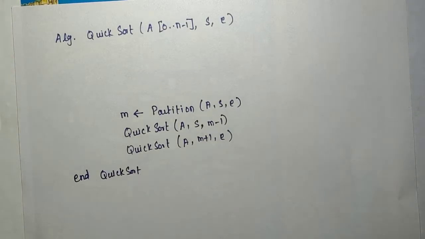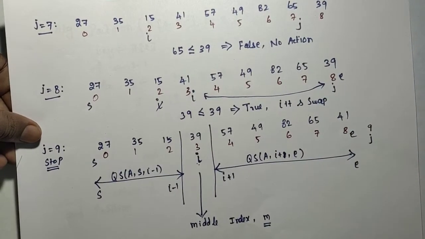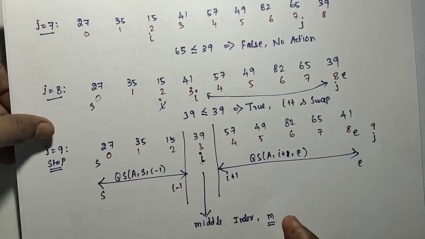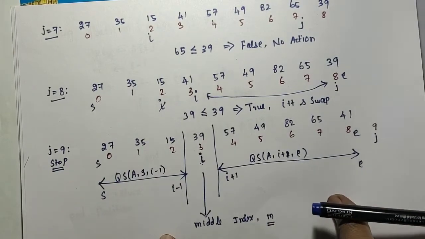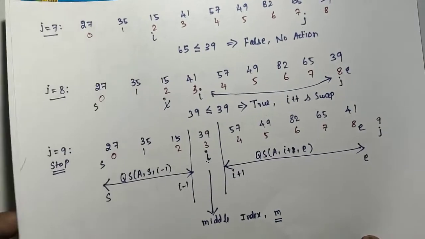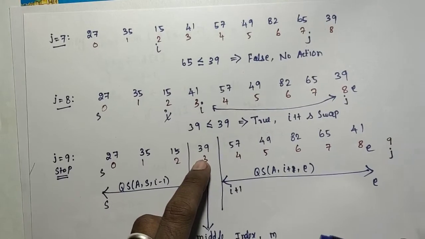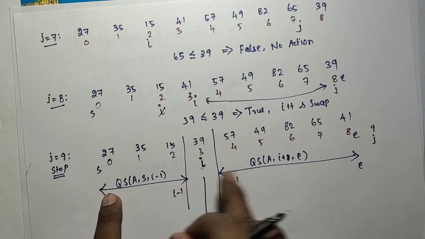So no need to write the statement for merging. Very simple steps, divide and conquer, that's all. While combining the solution itself, the elements will get sorted. That is the advantage: we are reducing one step, that is merging. While partitioning itself, one element will get sorted. So I just have to apply the quicksort here and quicksort here.